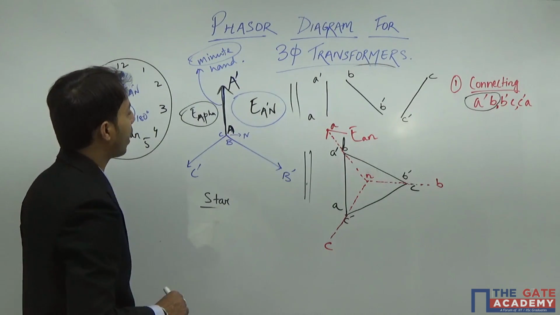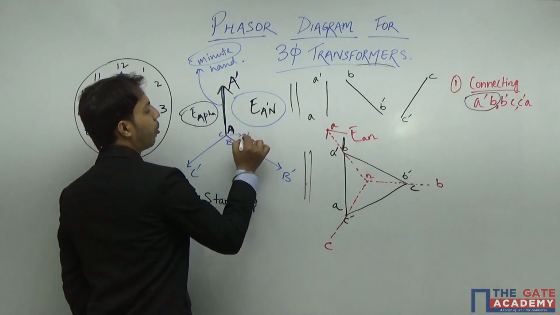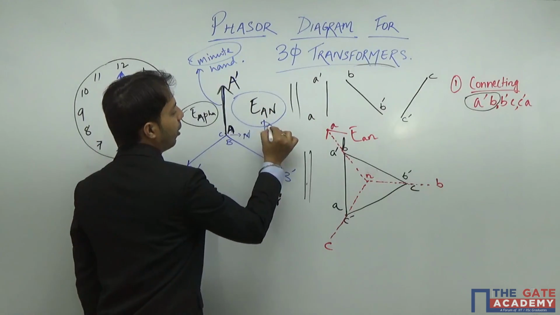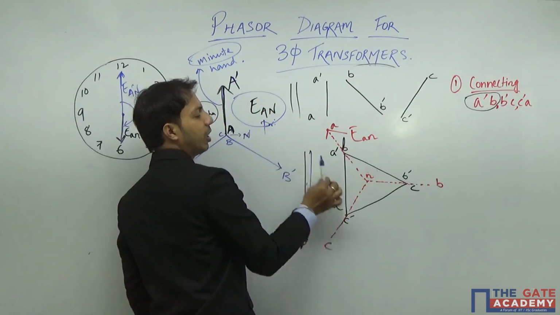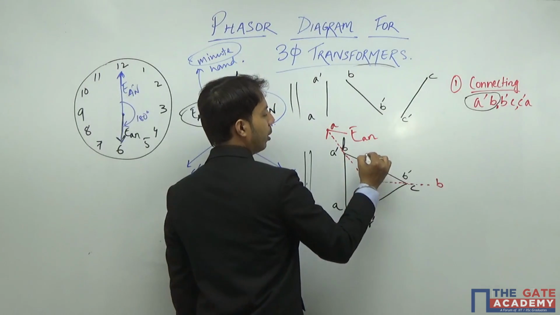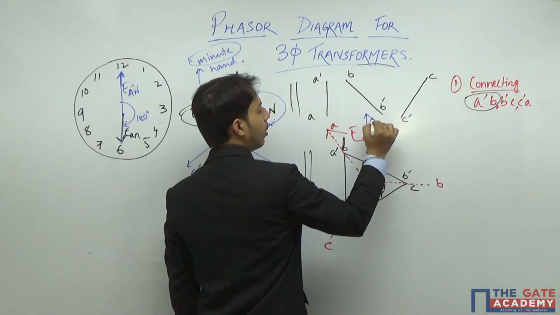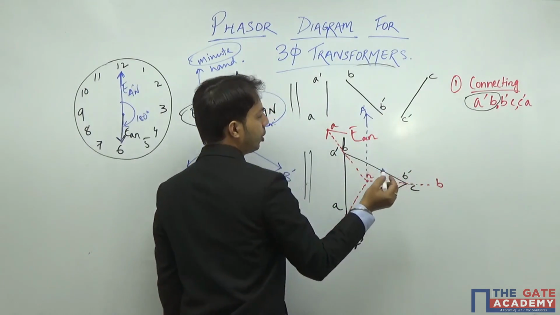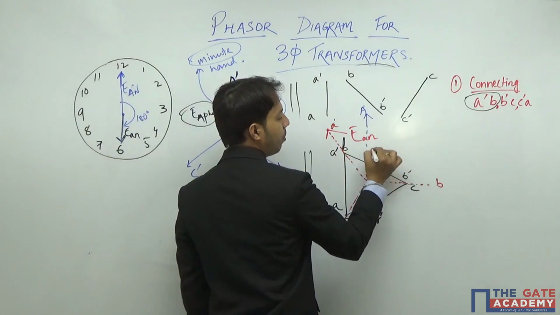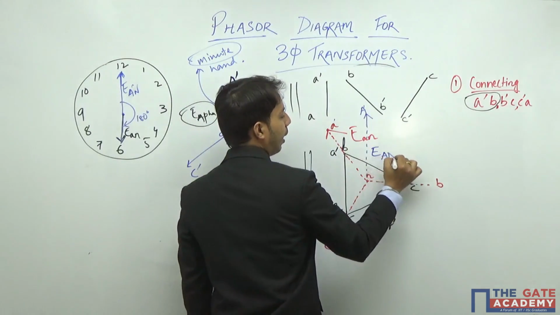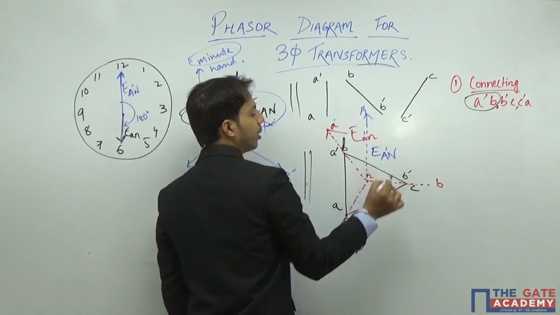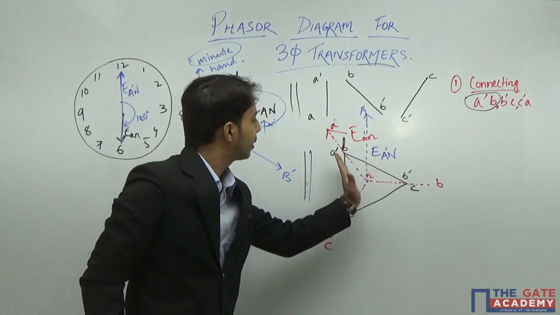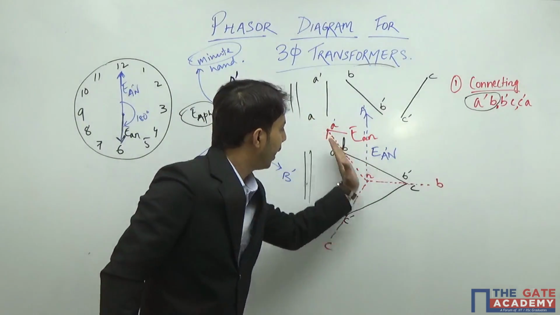Let me see, where is my primary A phase? This is the neutral point of the primary, and this is where my primary A phase is. This is vertically straight. This point is A dash and this point is small a dash. Let me say this is primary E A N, or you can also give the dash, doesn't matter. So this is my primary E A dash N, and this is my secondary E A dash N.